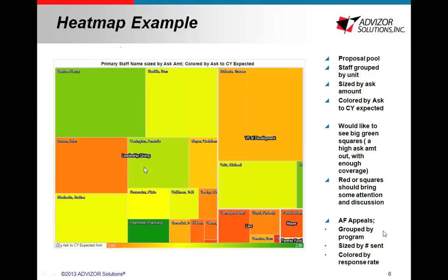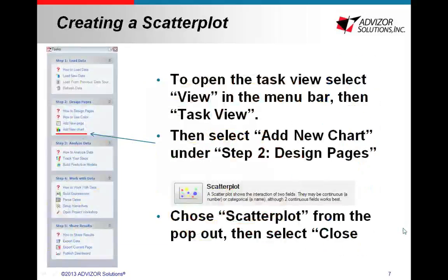But also, we commonly use a heat map in the annual fund type of projects when analyzing appeal pools or portfolios. You can have the individual appeals, then group by the program, and then size by the number of appeals sent, and then color that by the response rate. So then again, big green boxes would be good because you're sending a lot of appeals and you're getting good response among those.